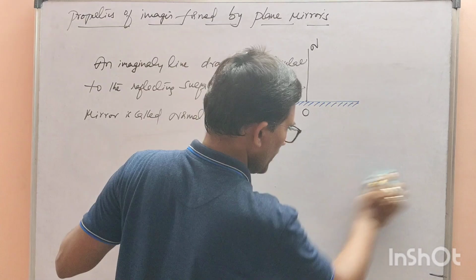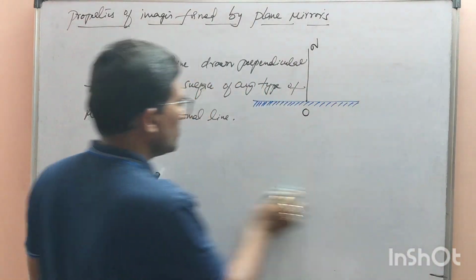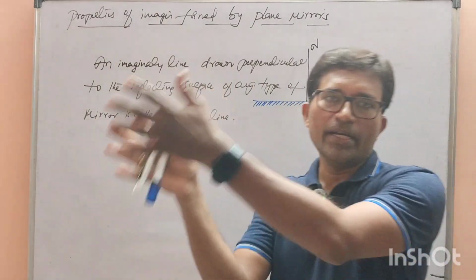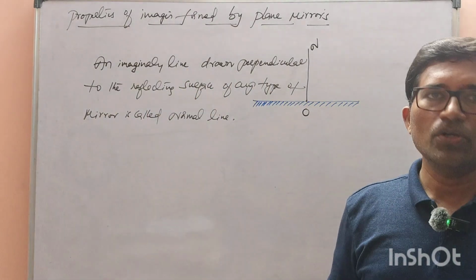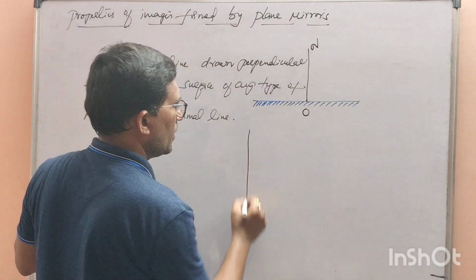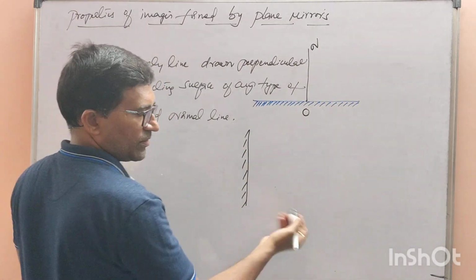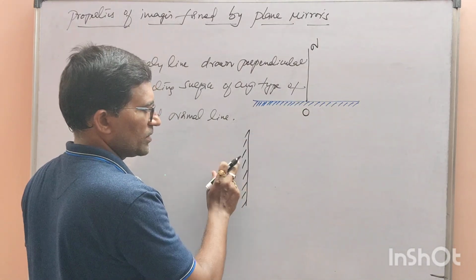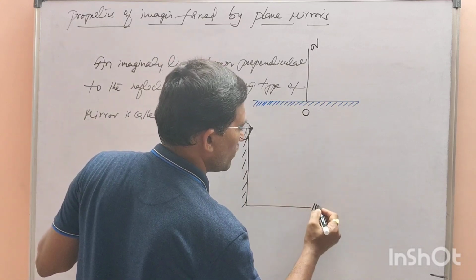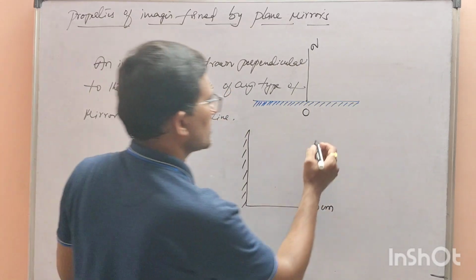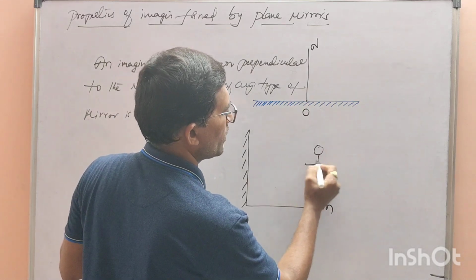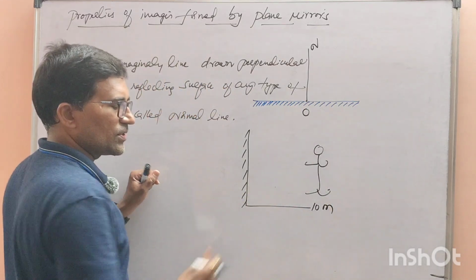Next, in this particular topic, we are discussing the properties of images formed by plane mirrors. For example, you are standing in front of a dressing table in your house. You are able to see your image in the dressing table. Consider this a dressing table, and this a plane mirror. This is the reflecting surface, and this is the coated surface. You are standing in front of it at a distance of 10 centimeters, or you can consider 10 meters, no problem.